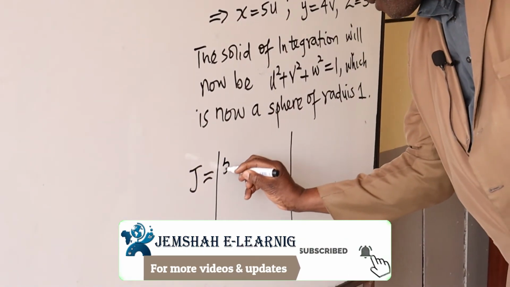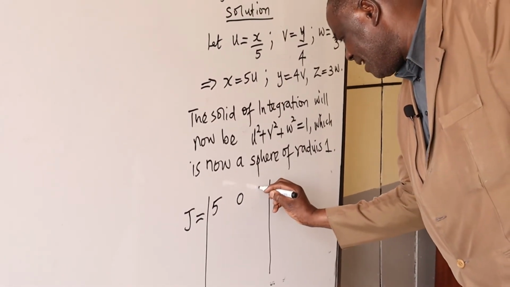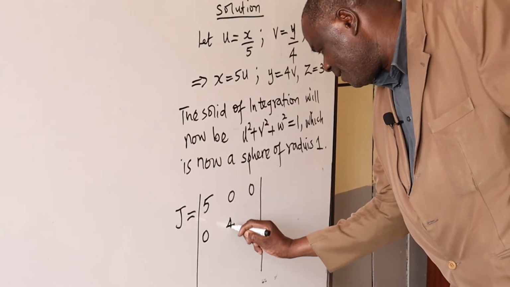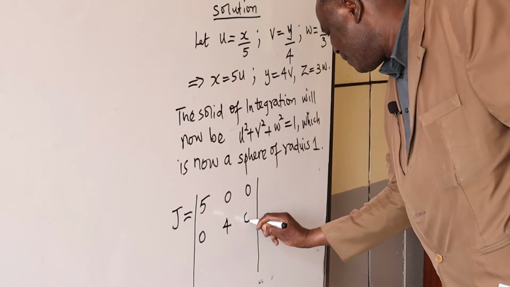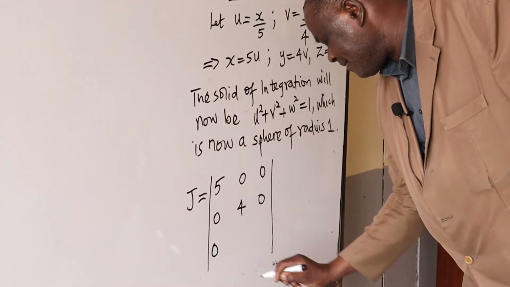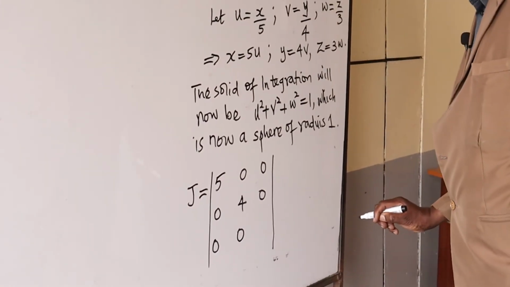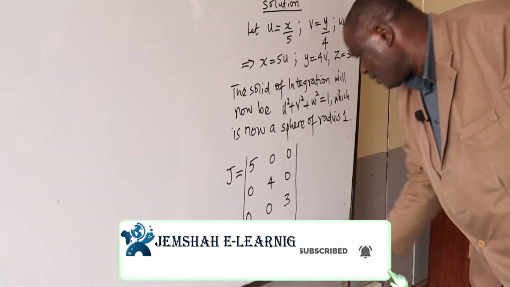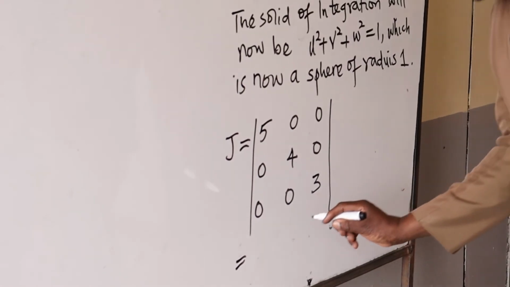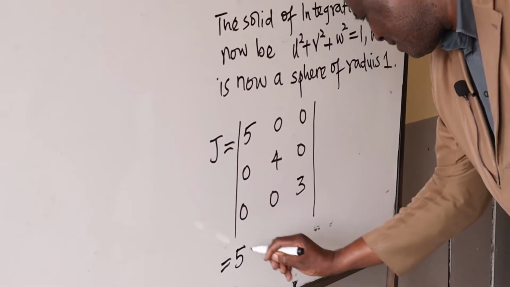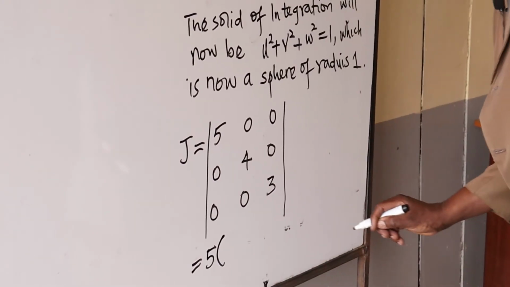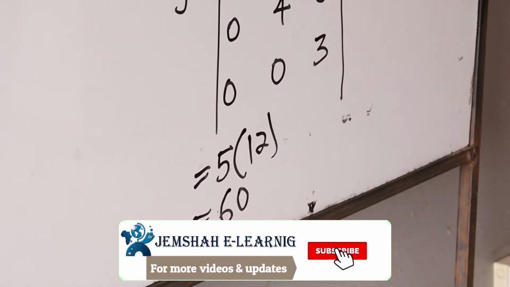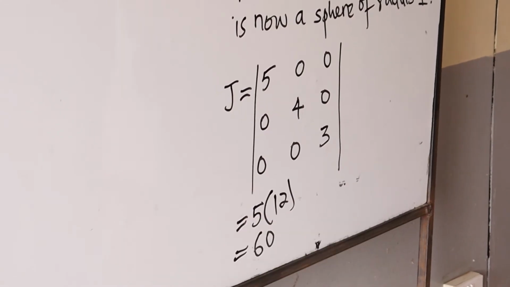dx du 5, dx dv 0, dx dw 0, dy du 0, dy dv 4, dy dw 0, dz du 0, dz dv 0, dz dw 3, which is equal to, if we go for the determinant, 5 into 4 into 3, which is just equal to 60. That is, our J is equal to 60.